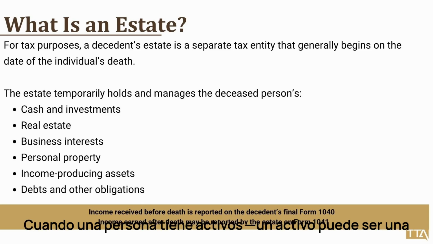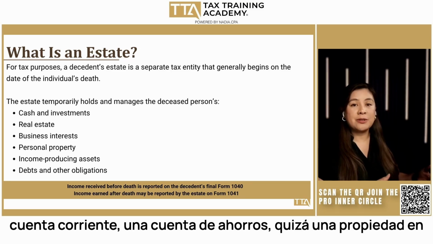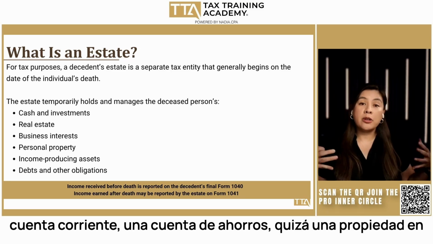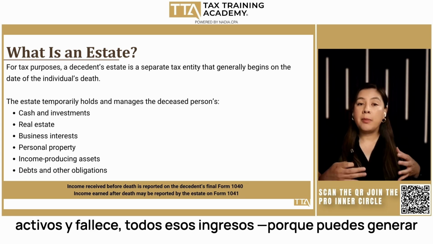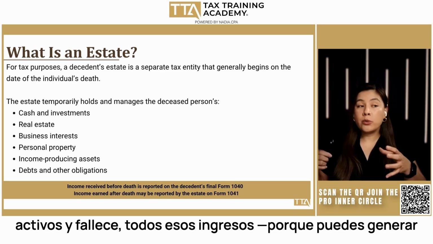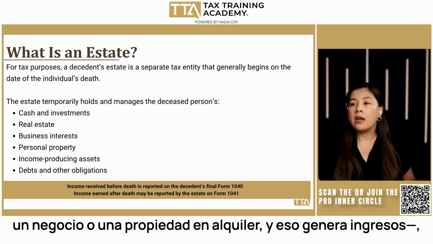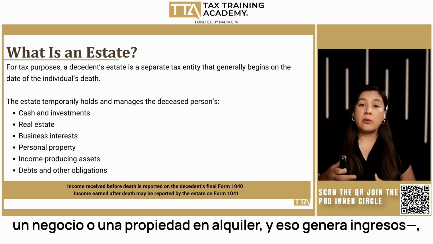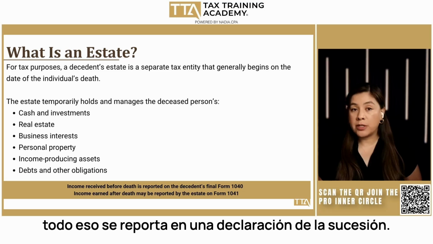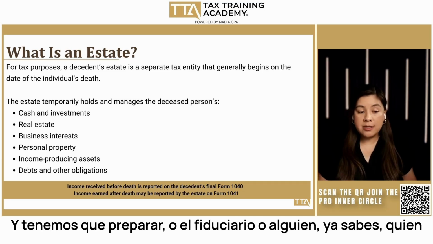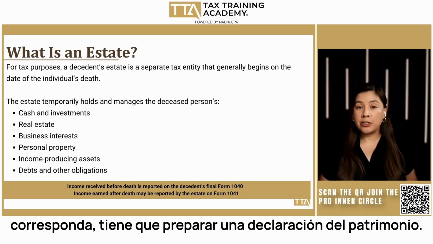When a person owns assets, an asset is a checking account, a savings account, maybe a rental property or their own personal home. When a person owns these assets and they pass away, all of the income, because you can generate interest income on your bank accounts, or you have maybe a business or a rental property generating income, all of that gets reported on an estate return. And the trustee or whoever proceeds us has to prepare an estate return.